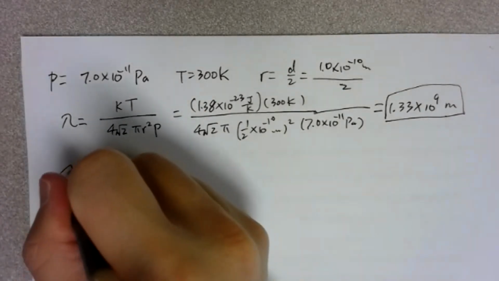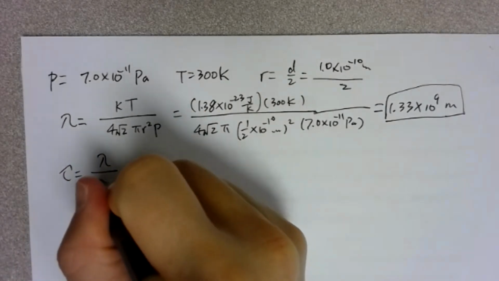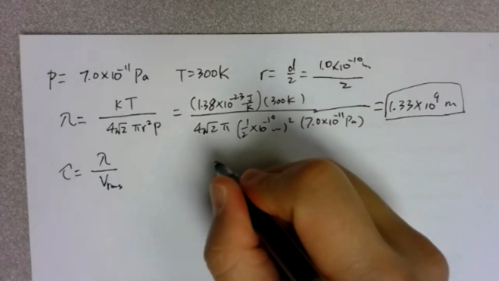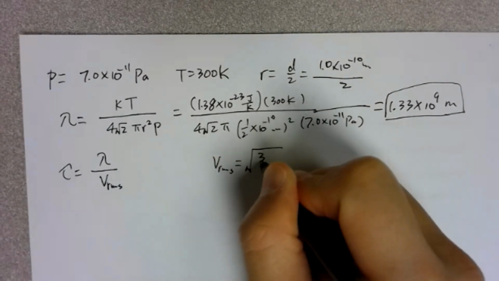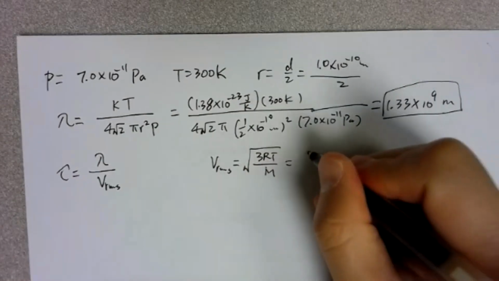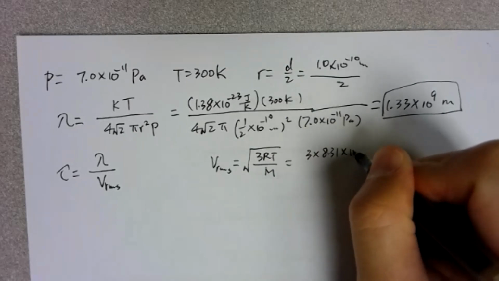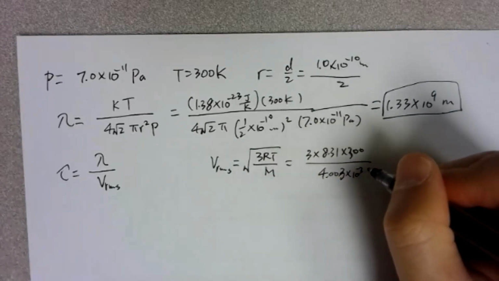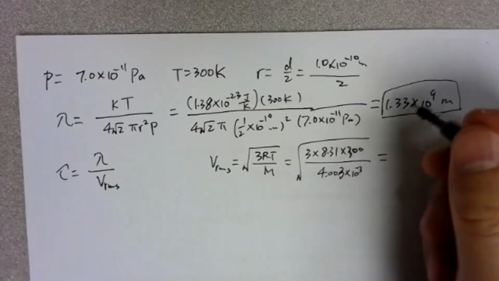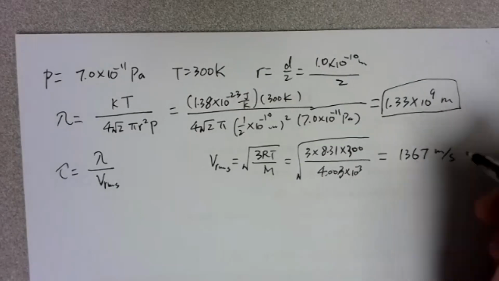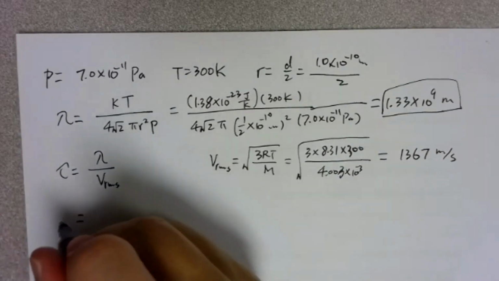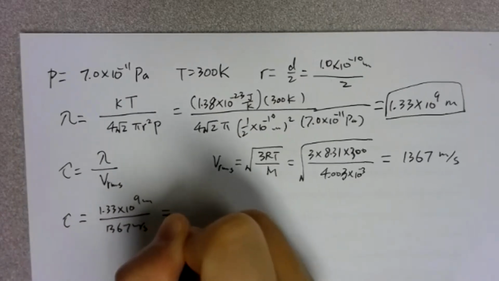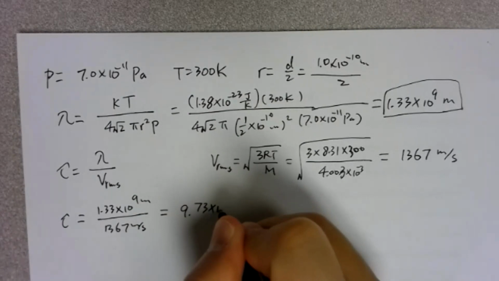And tau, the mean free time, is the mean free path divided by v RMS. We can calculate v RMS this time. So v RMS equals the square root of 3RT over M. So 3 times 8.31 times the temperature 300, divided by 4.003 times 10 to the minus 3 kilogram per mole, and square root it. So 1367 meters per second. Then tau equals 1.33 times 10 to the 9 over 1367 meters per second. That gives you 9.73 times 10 to the fifth seconds.